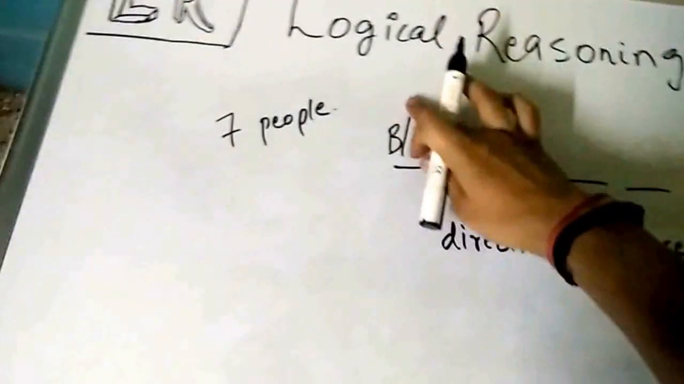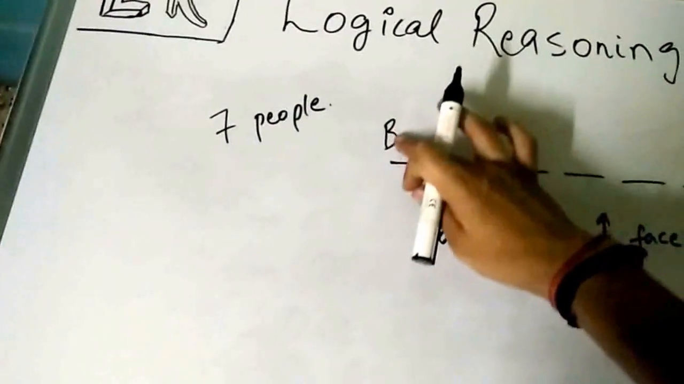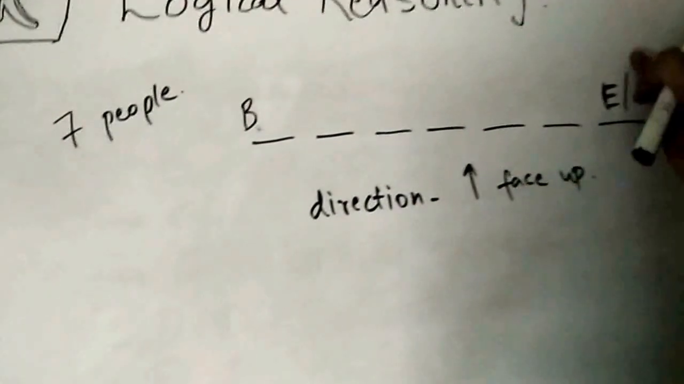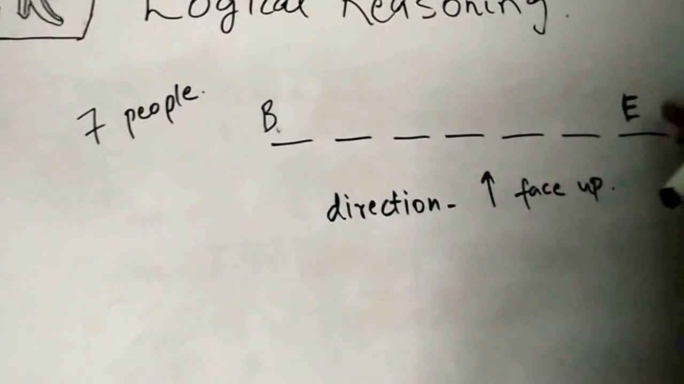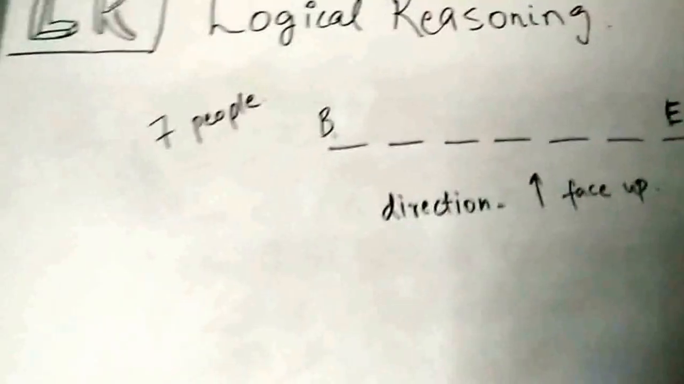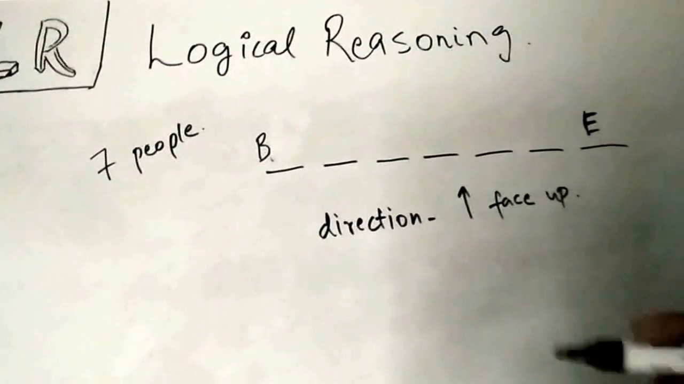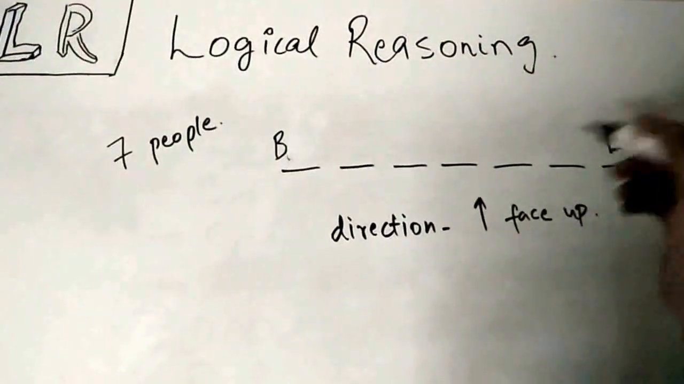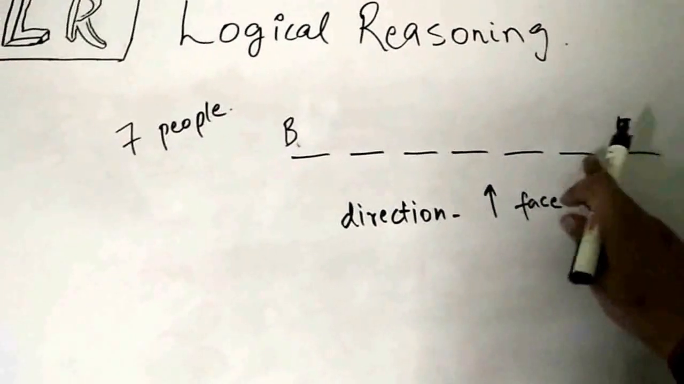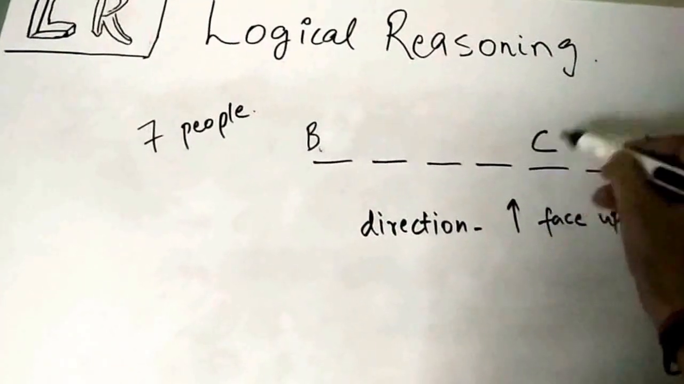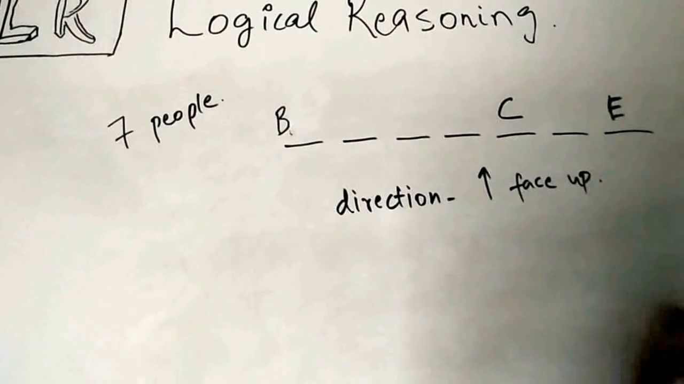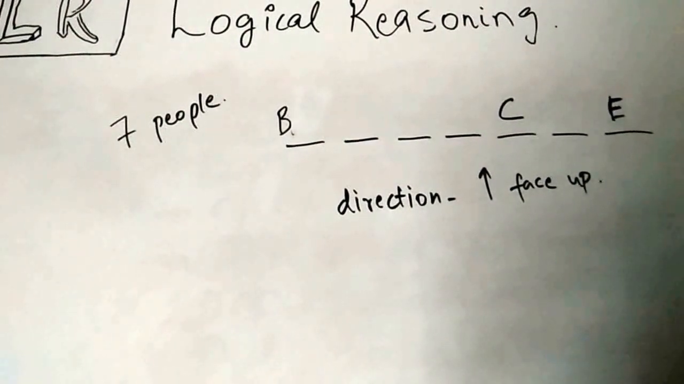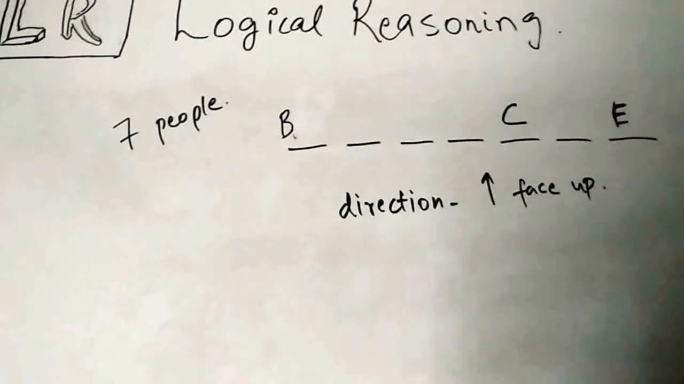That means here is B and here is E. Right. So this way we have to find clues between the clues. Now it says that C is 2 places to the left of E. So 1 and 2, we'll write C here. The next point says A is sitting exactly between F and D.